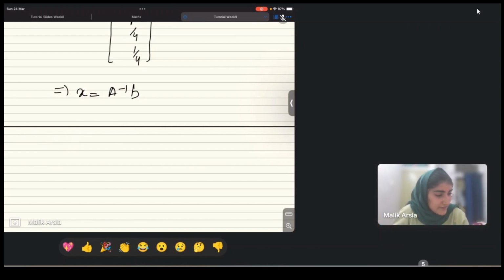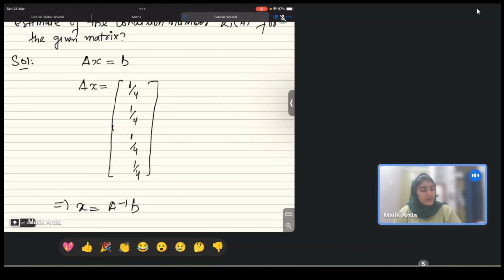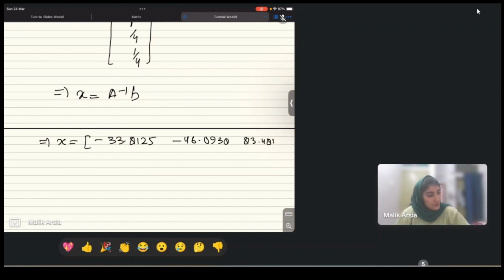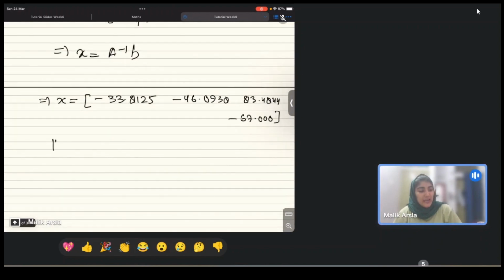After the first iteration, x is equal to A inverse into B, and the value of x is coming out to be minus 33.8125, then minus 46.0938, then 83.4844, and then minus 67.00. Now what do we need to calculate here? We will calculate the one norm of x.